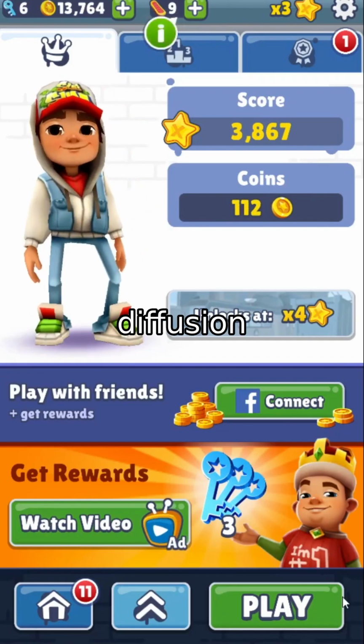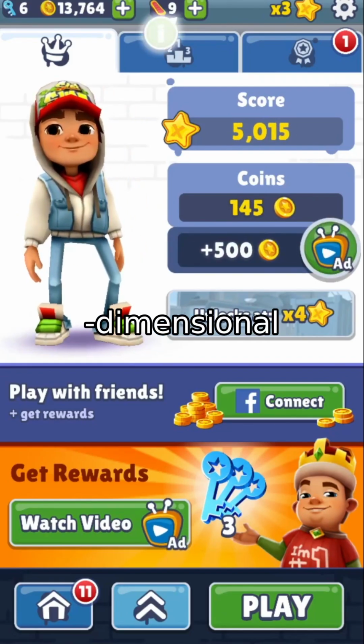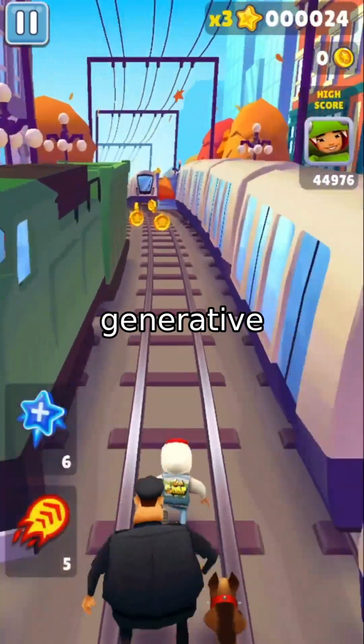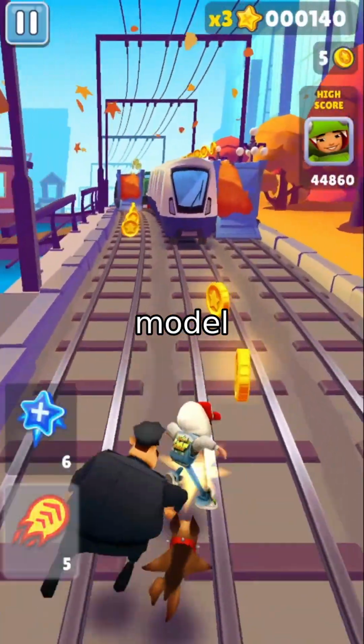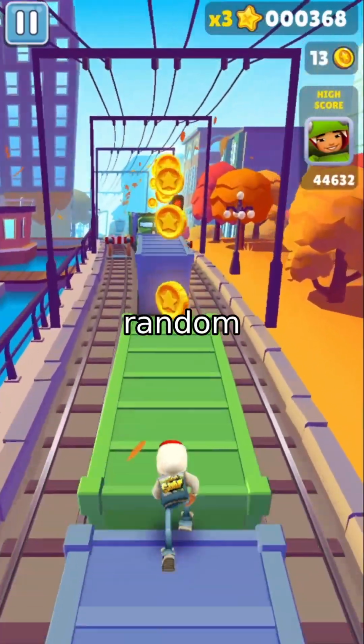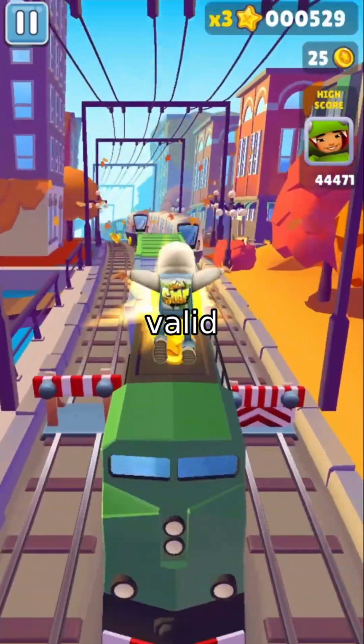Second, a conditional latent diffusion model. Once we have a fixed-dimensional latent space, we train a conditional latent diffusion model. This is where the generative power comes in. The diffusion model learns to generate optimal topologies by reversing a noise process, starting from random noise and gradually denoising it into a valid design.